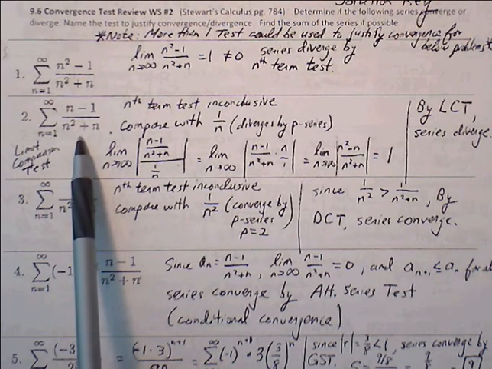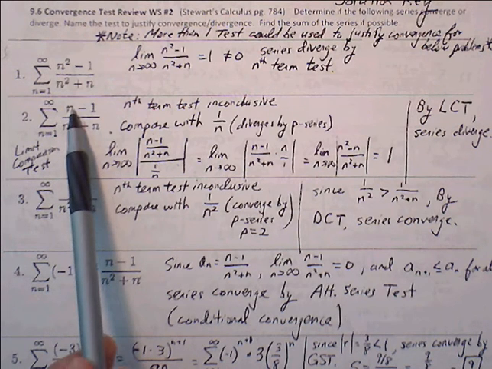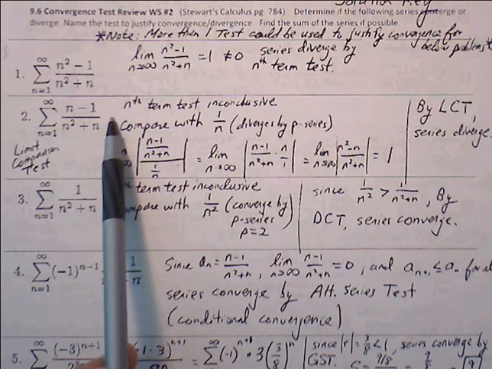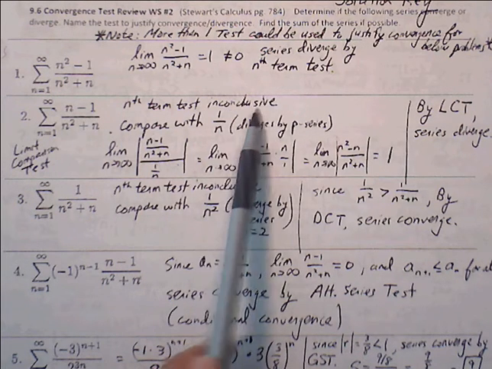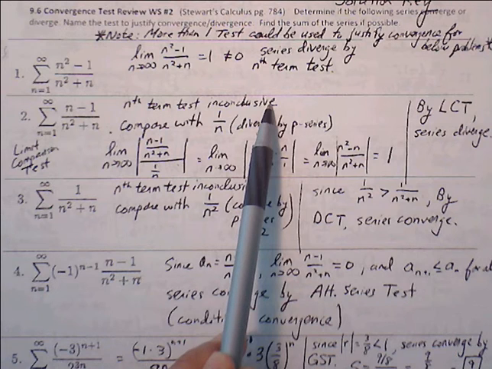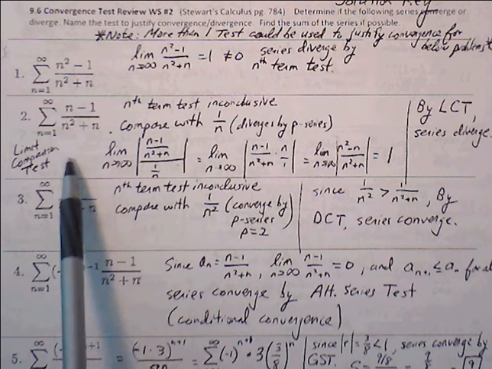Okay. Number two, n minus 1 over n squared plus n. Let's go through the nth term test first. Limit as n approaches infinity, the degree in the denominator is higher than the numerator, so we'll go to 0, and if it goes to 0, the nth term test is inconclusive. But that's just a quick way to test if it's a diverging series, and if it's inconclusive, we can then look at other tests.